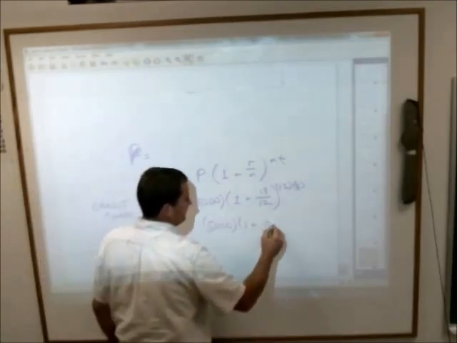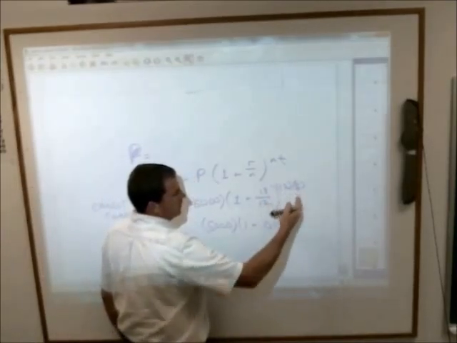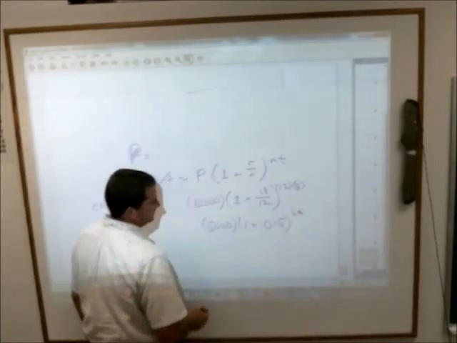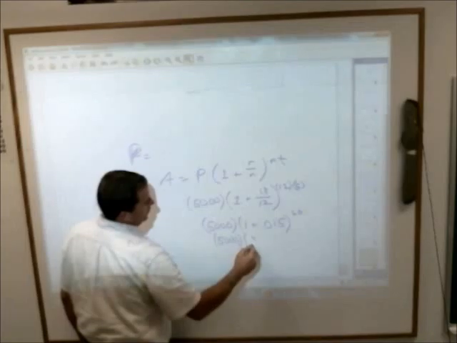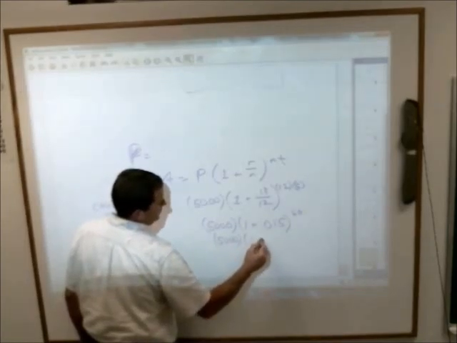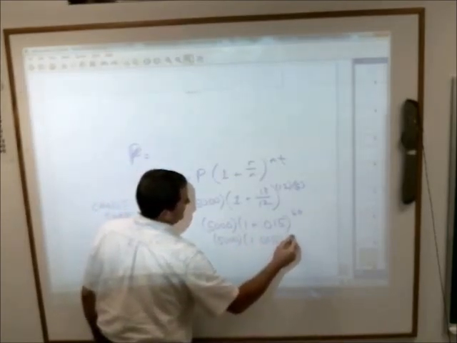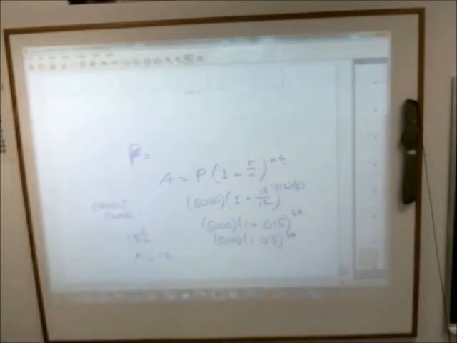6,000. And then 12 times 5 is 60, correct? So now I have 5,000 times 1.015 to the 60th power. That I'm gonna have to do back here.